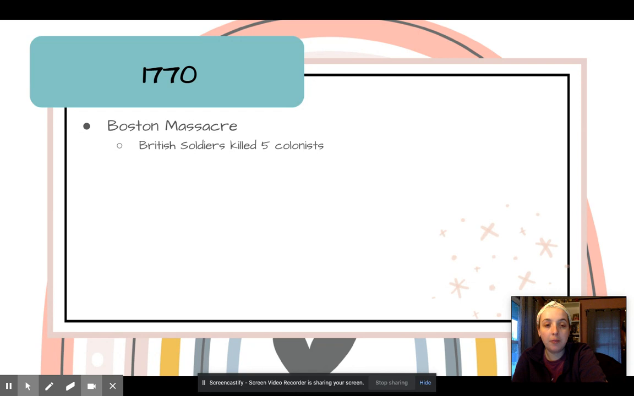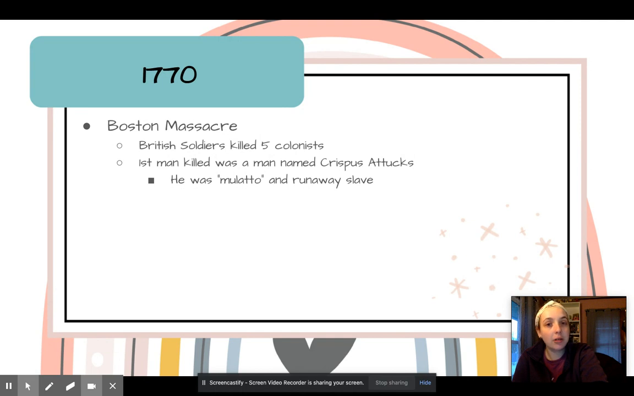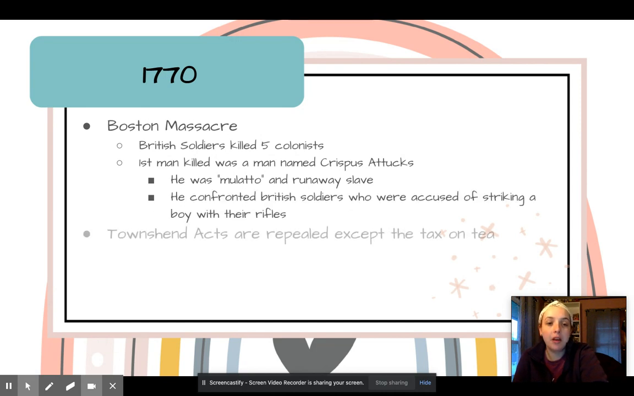So the British soldiers killed 5 colonists. There's a few stories as to what actually happened. So I'm going to tell one of them, where the first man that was killed was named Crispus Attucks. He was mulatto. Mulatto is a negative term today, but it basically means a mixed race and a runaway slave. So he probably was an illegitimate son of like a slave woman and the plantation owner or something. What one of the stories said was he confronted British soldiers who were accused of striking a boy with rifles.